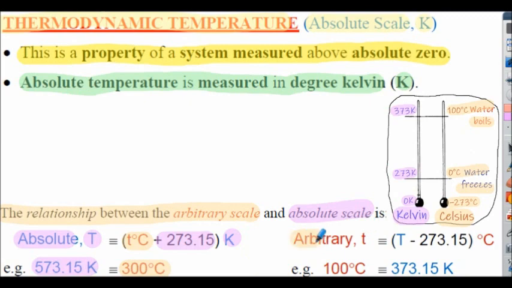Similarly, if you want to find the temperature in degrees C, the arbitrary scale, and you're given a temperature in Kelvin, you subtract 273.15 to find the temperature in degrees C. So for example, 100 degrees C is 373.15 K.